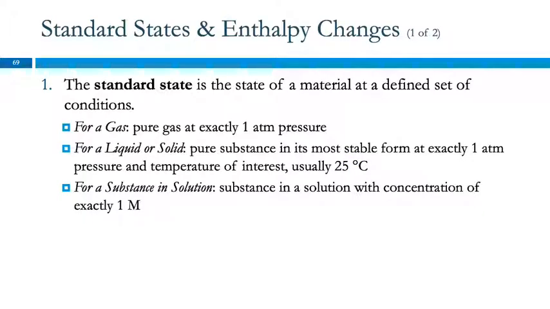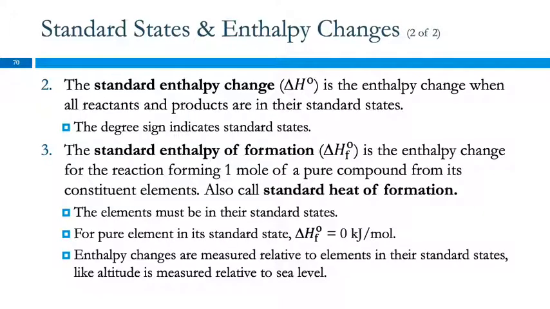Some elements have more than one form, so we choose the most stable form at 1 atmosphere of pressure, and the temperature of interest, usually 25 degrees Celsius, which is the nominal room temperature. If you have a solution, then it's the substance in a solution with a concentration of exactly 1 mole per liter. So the standard enthalpy change is given the symbol delta H with a 0 here, and that 0 represents that it's standard states. That's the enthalpy change when all the reactants and products are in their standard states.